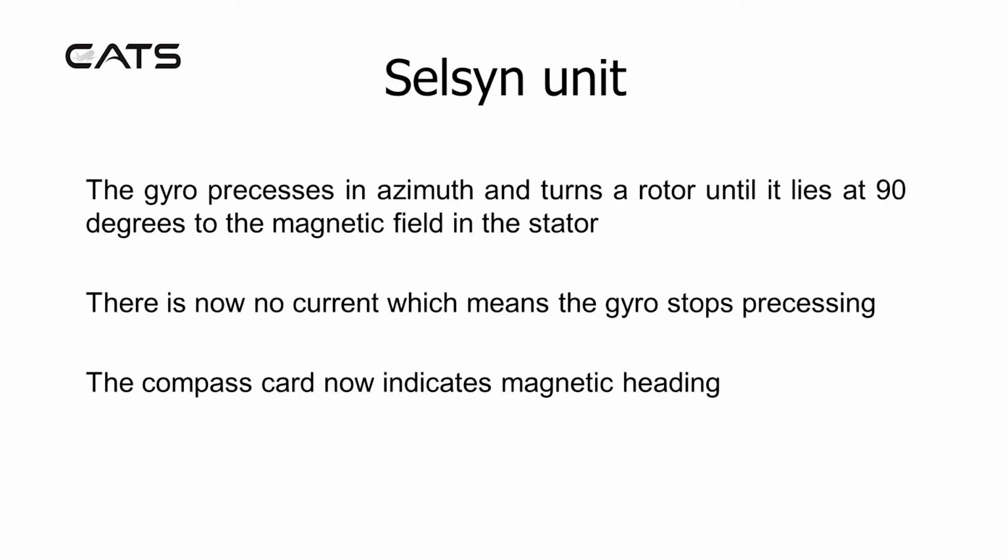The gyro precesses in azimuth and turns a rotor until it lies at 90 degrees to the magnetic field in the stator. There is now no current, which means the gyro stops precessing. The compass card now indicates magnetic heading.